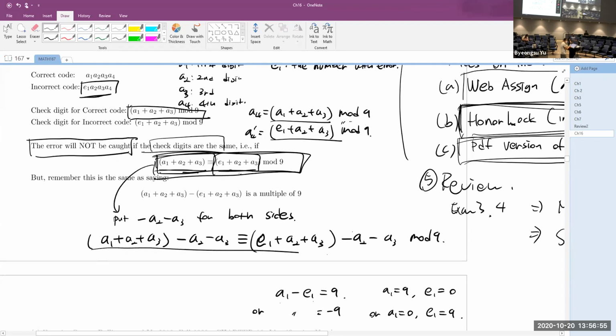Can you see why this happened? Since it is a congruence equation, if you take out the same number from both sides, then both sides are still equal, right? So that's what I did. Then again, you notice that here this is positive A2, but this is negative A2. And this is positive A3, but this is negative A3. So they are just canceled out.